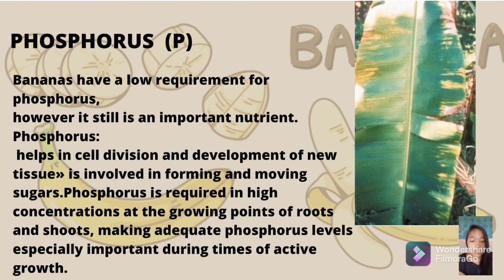Although bananas have a low phosphorus requirement, it is nonetheless a vital nutrient. The banana plant rapidly absorbs phosphorus during the first 5 months after planting. In the top few centimeters of soil, phosphorus bonds with other minerals and becomes insoluble, rendering it unavailable to the plant, or it is quickly lost through erosion.